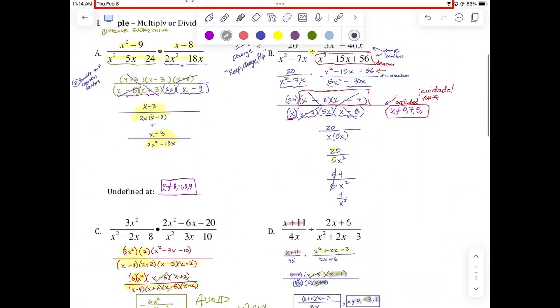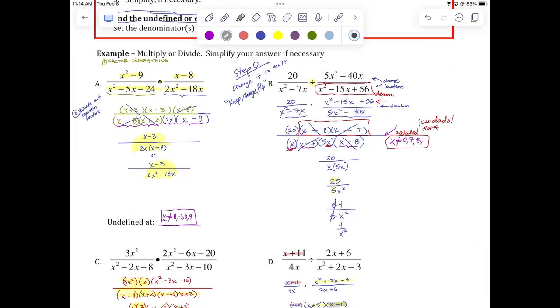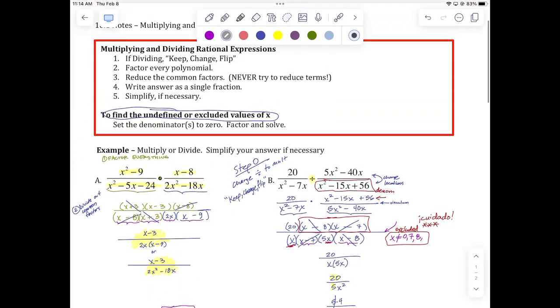All right, that's it. That's this whole lesson. It's just divide or multiply, multiply or divide, factor, divide out, and then find excluded values. Do y'all have any questions on that?